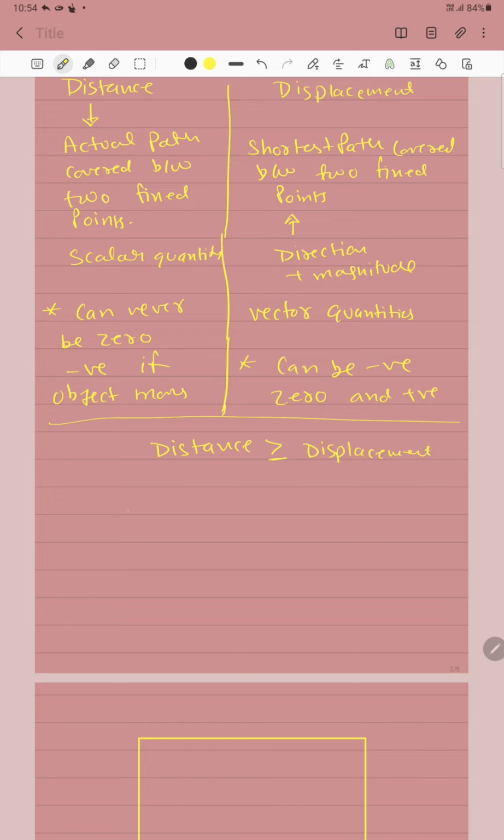One simple condition is that suppose the path is from A to B, a straight line path, suppose 10 meter. There is no shortcut from A to B. A straight line has no shortcut. Suppose the path is already straight, then this is your distance and this is also your displacement. In this case, if the object travels in a straight line, then distance equals displacement.